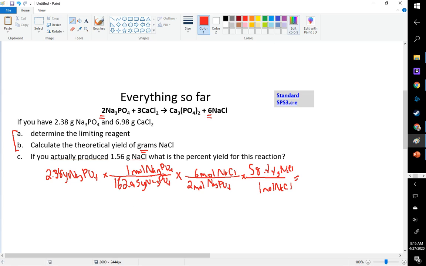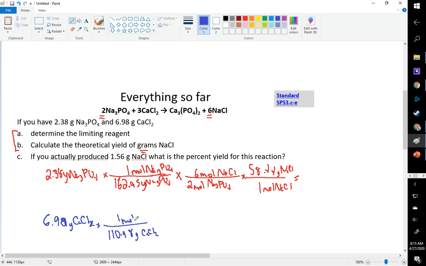I'm going to go ahead and set up the second calculation before I type this into the calculator. So the second calculation is going to look a lot like the first. The only difference is this time I'm starting with the calcium chloride. So 6.98 grams calcium chloride. I got to get rid of calcium chloride, which means I need to use the periodic table to find its molar mass.